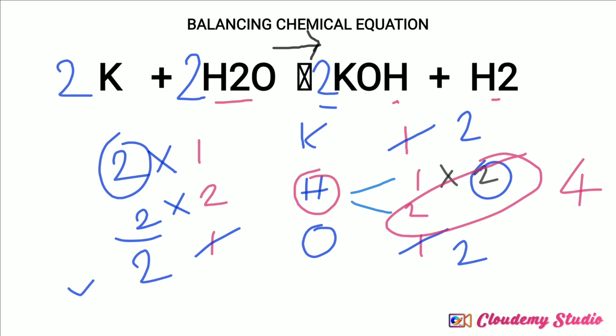So the balanced chemical equation for the reaction is 2 moles of potassium plus 2 moles of water gives 2 moles of potassium hydroxide and 1 mole of hydrogen.